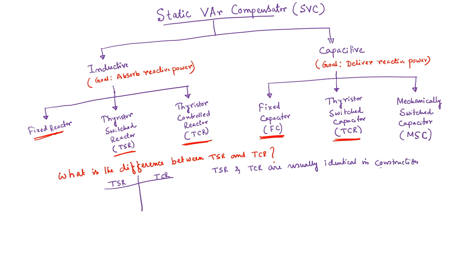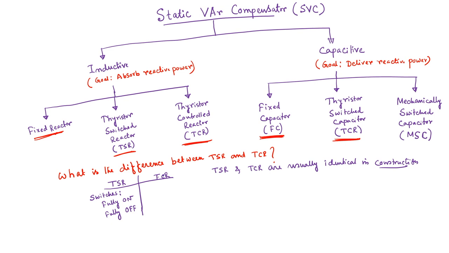However, there is a difference in the usage of the switch or thyristor, which is present in both types of compensator. In TSR, the switches are operated such that they are fully turned on or fully turned off. Okay. So, there is no partially turned on mode of operation.